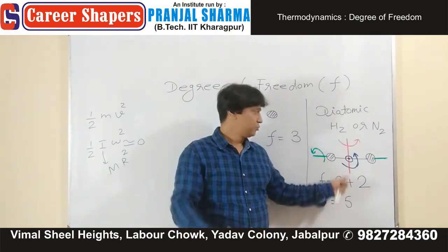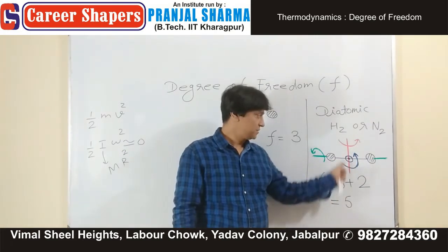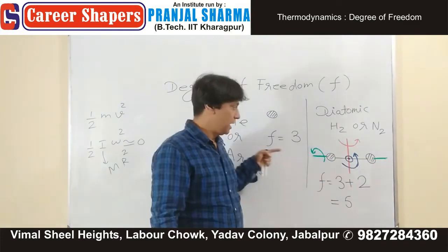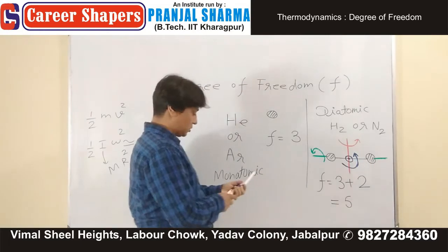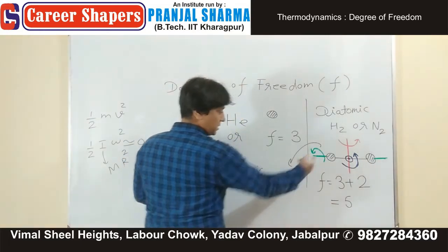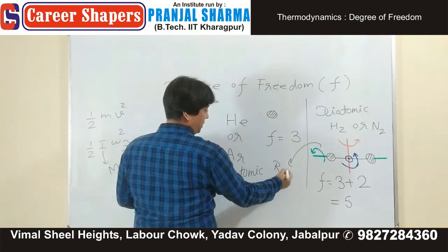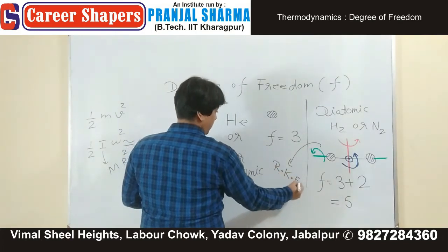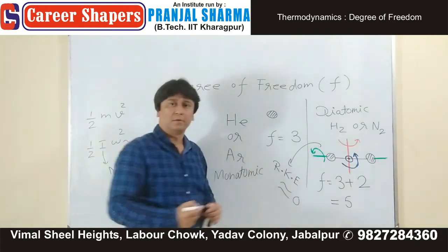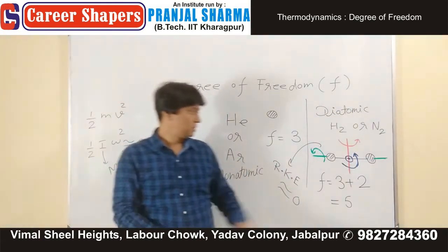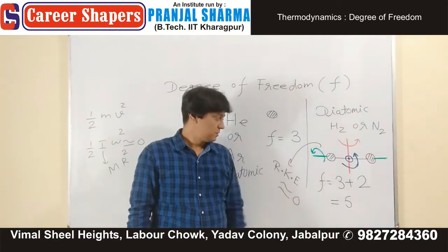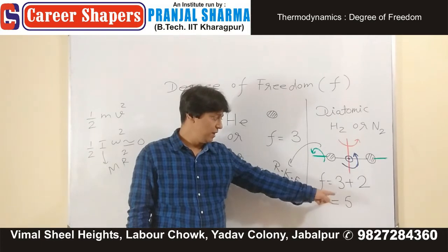If you wish, you can show these different axes of rotation: the red one, the blue one, and the green one. About the green one, rotational kinetic energy is approximately 0 or negligible. We are interested only in the blue and the red ones, giving us a total degree of freedom 5.